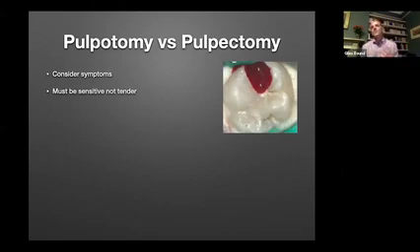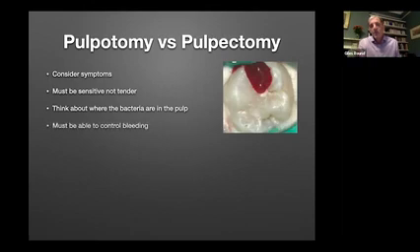So if your patient comes in with what sounds like irreversible pulpitis symptoms, but they haven't progressed, in other words those bacteria are in the coronal pulp but haven't migrated apically, this can work. If your patient starts saying it's tender, then this isn't a treatment you can do, but it's something to consider. So think about where the bacteria are, but you must be able to control the bleeding. The bleeding should be controlled within up to 10 minutes.